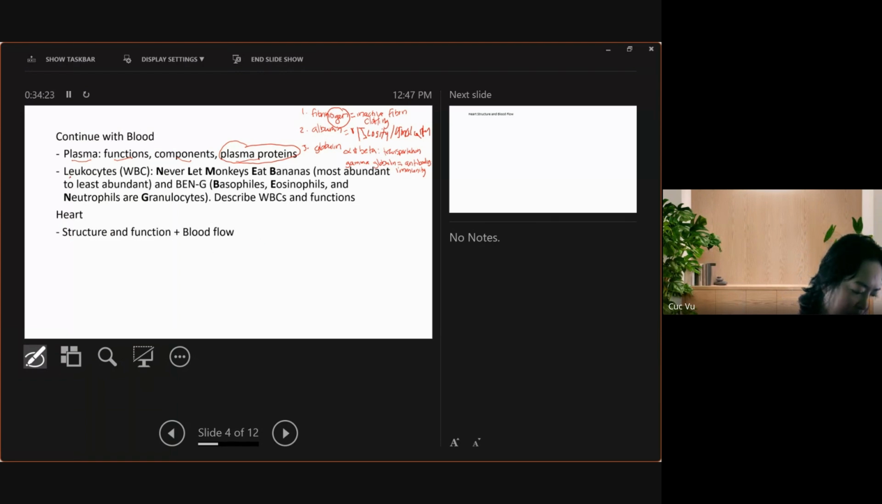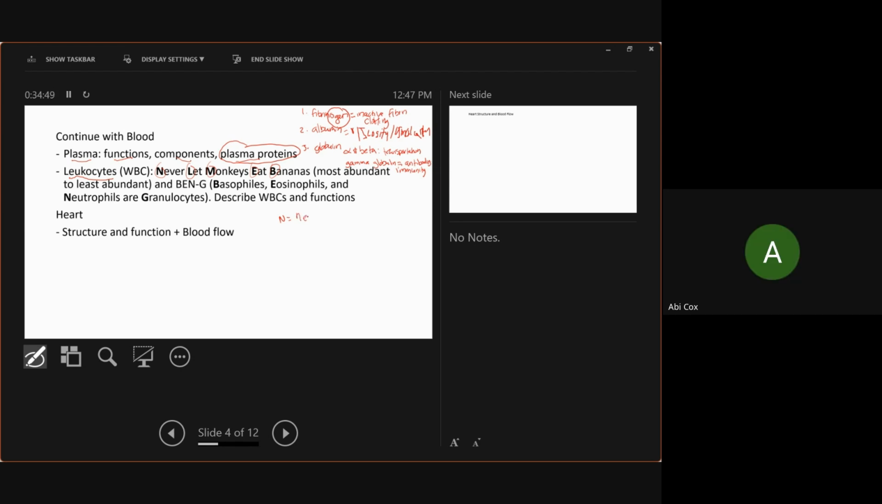In terms of white blood cells, or leukocytes, there's a mnemonic that helps you remember: Never let monkeys eat bananas. I really like this mnemonic, even though it's kind of cruel to monkeys, but it allows you to know the components of white blood cells from the most abundant to the least abundant. N being for what?